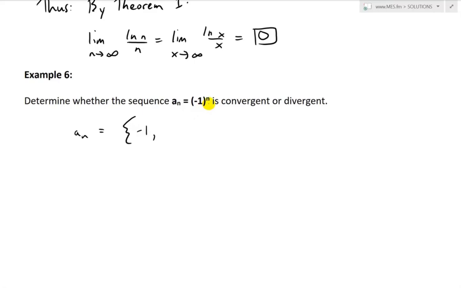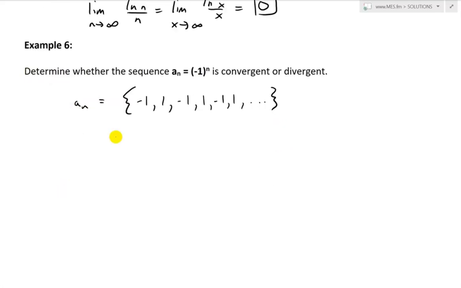Negative 1 to the power of 2 is just positive 1. So we end up getting negative 1, 1, and then the 3 is odd, so it's going to be negative. Power of 4 is even, so we get a positive. So again, it just goes like that, and it keeps going on and so on. So it just alternates between 1 and negative 1.